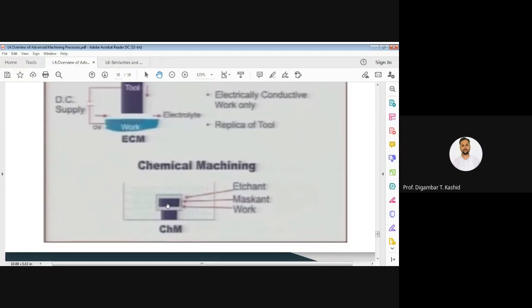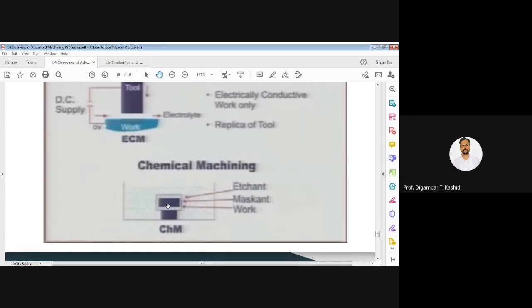Now, plasma arc machining is good for rough cutting purposes. And if you talk about laser beam machining, it is becoming more popular than any other thermoelectric process. Nowadays laser cutting is there, laser beam, all these things.